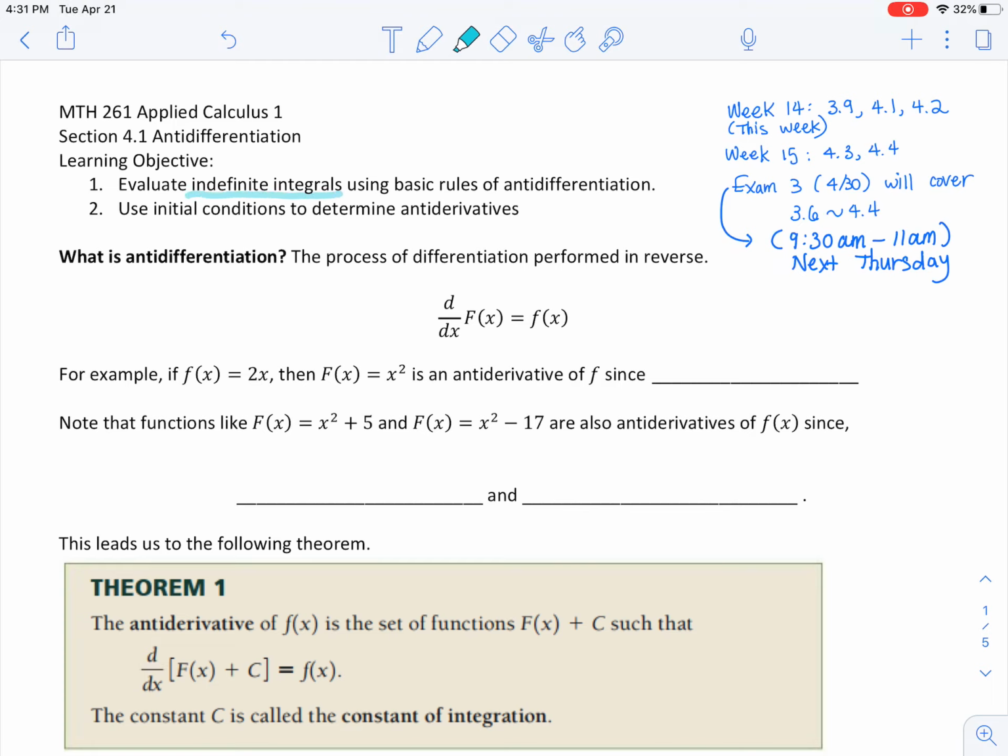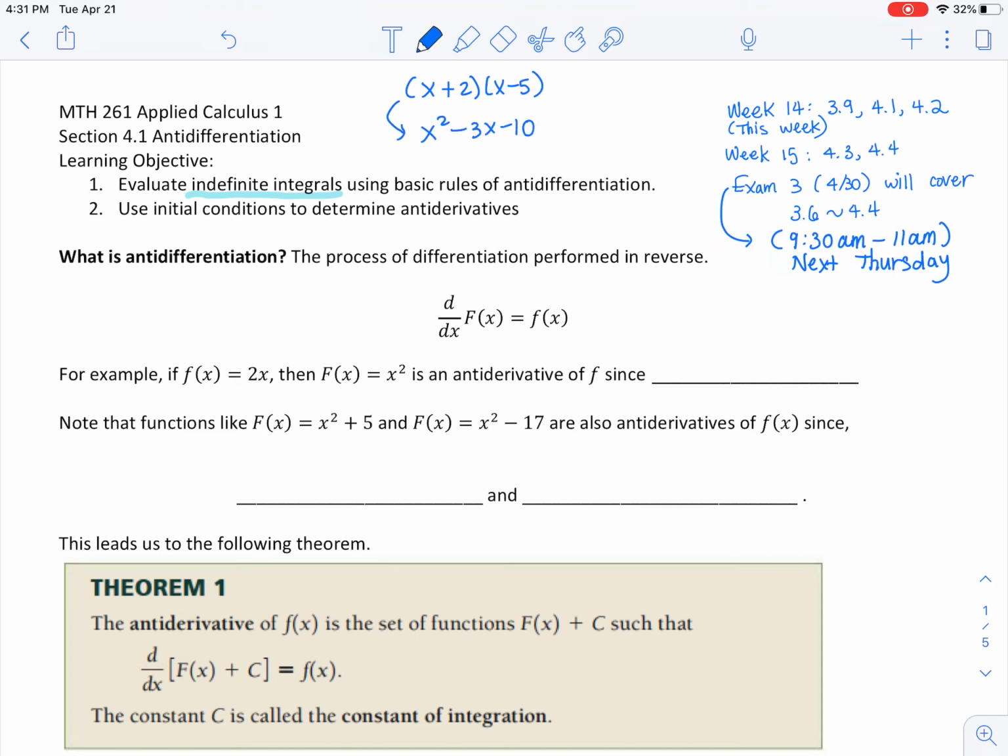So let's start chapter 4, section 4.1, anti-differentiation. And we're going to be looking at indefinite integral in this lesson. And 4.2, we're going to do antiderivative as areas, and we'll do that on Thursday. But first, what is anti-differentiation?